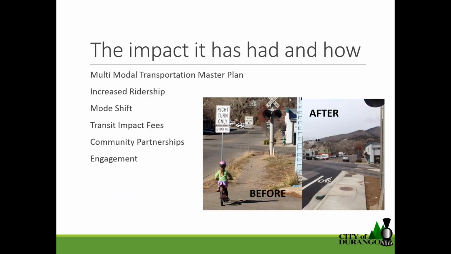So a little bit about the impact. So we have completed our planning process. We have our plan. And this plan has helped us to promote ridership, to promote our transit services, to increase mode shift. It has assisted us with working with developers to get that transit impact fee. And we currently have an RFP issued for a nexus study, so we can do a city-wide fee for all development if the study supports it.